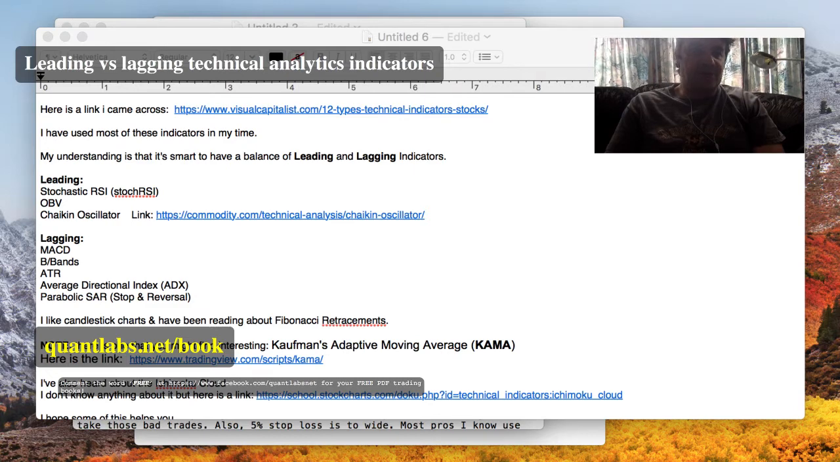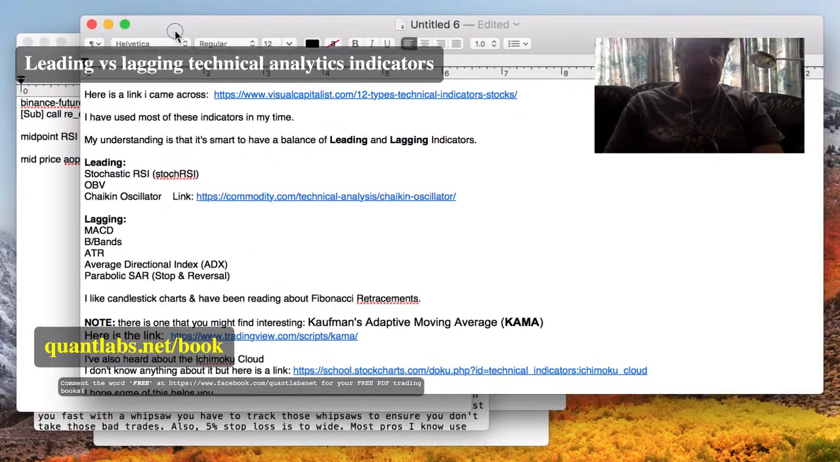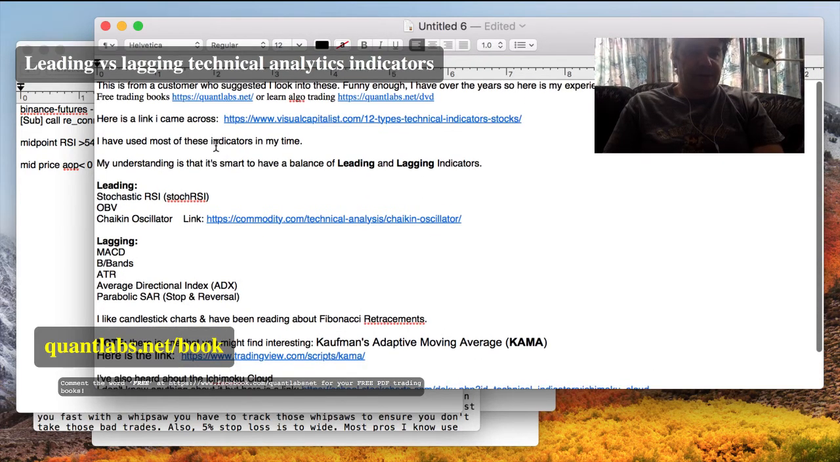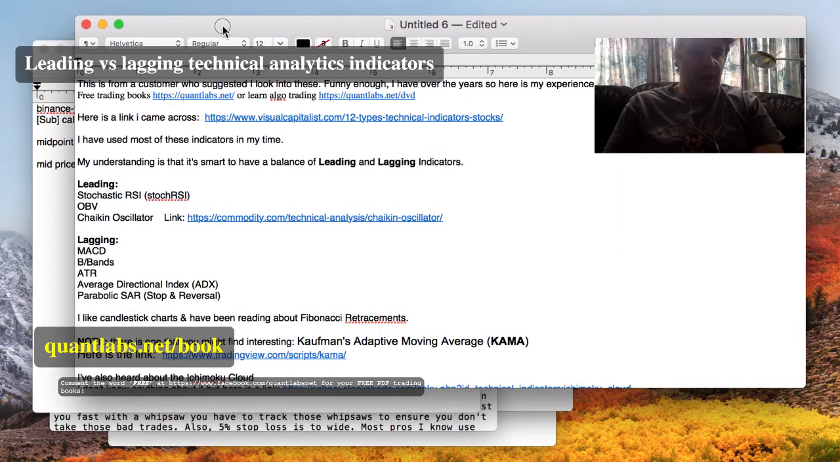Okay, so I got some questions from a customer regarding some indicators that I'm working with. Now I'm basing these on a few years of experience. What we'll do is go through these one by one. Okay, so this is a question.